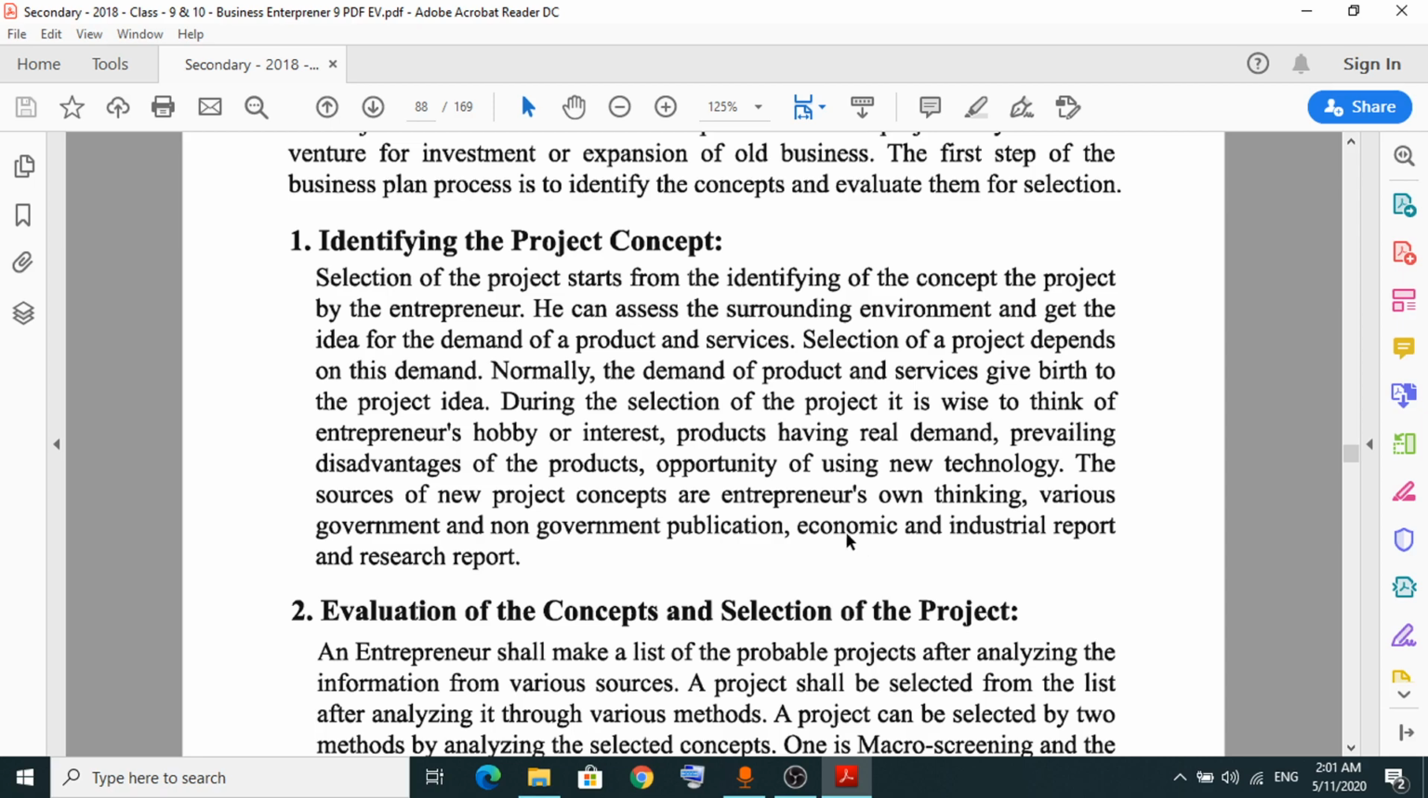Selection of a project depends on this demand, and normally the demand of product and services give birth to the project idea. Underline this statement. Normally the demand of product and services give birth to the project idea.